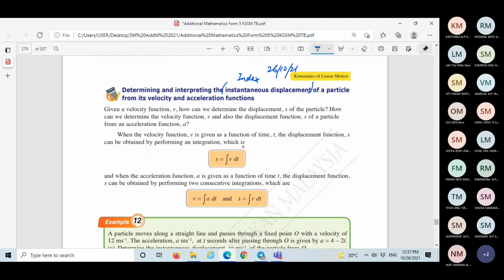That day you have learned, and I want to repeat again. Repeat and repeat and repeat. If S is given, the function of S is given, how can we get V, and how can we get the A? Get ready, I will call one by one.